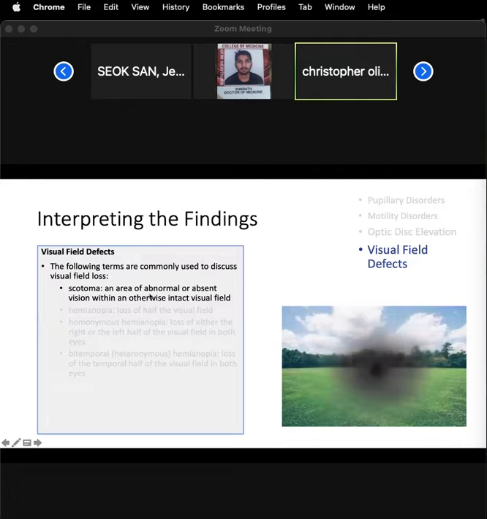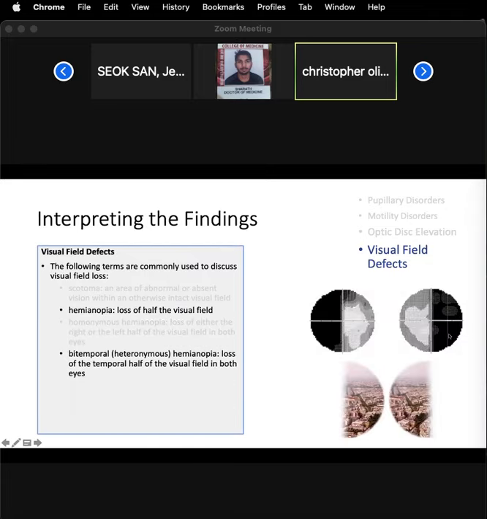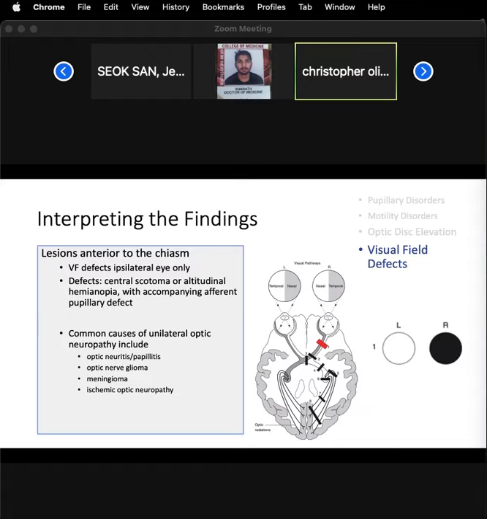So a scotoma is an area of abnormal or absent vision within an otherwise intact visual field. When you say hemianopia, it's loss of half of the visual field. Homonymous hemianopia, loss of half of the same side. So both right sides, that's homonymous. And bitemporal hemianopia, loss of half of the field on both sides, I mean, the outer sides. So, bitemporal. Okay?